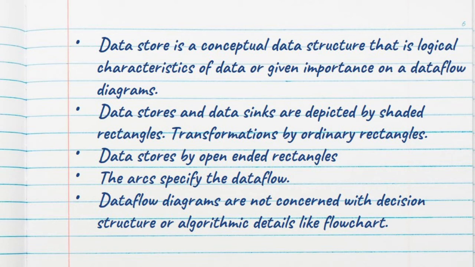A data store is a conceptual data structure, that is, the logical characteristics of data given importance on a data flow diagram. Data sources and data sinks are depicted by shaded rectangles, transformations by ordinary rectangles, and data stores by open-ended rectangles. The arcs specify the data flow. Data flow diagrams are not concerned with decision structure or algorithmic details like a flowchart.